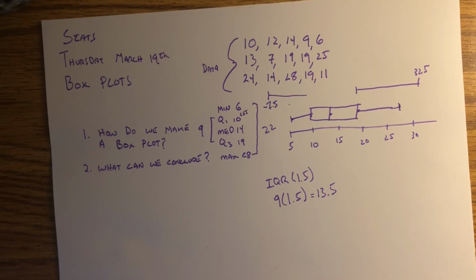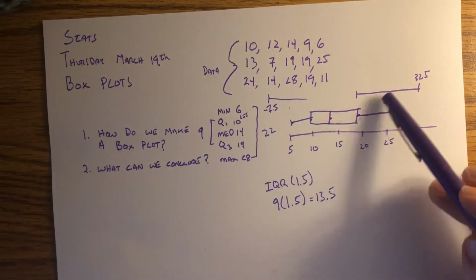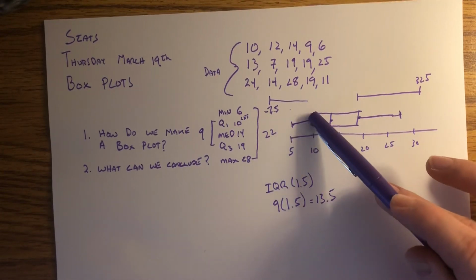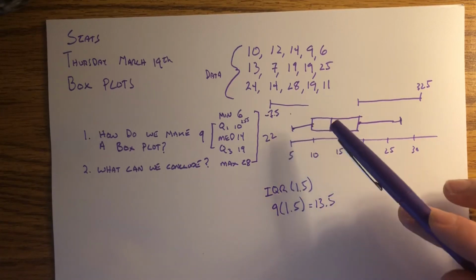So again, it's the IQR times 1.5. That'll give you the distance that each little fence post is from Q3 and from Q1. So you take and you add it to Q3, and you take and you subtract from Q1.